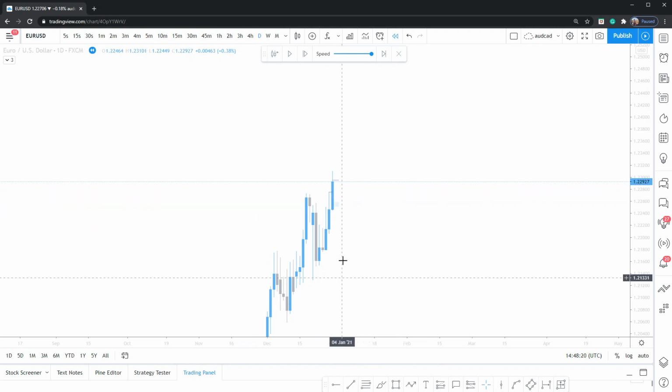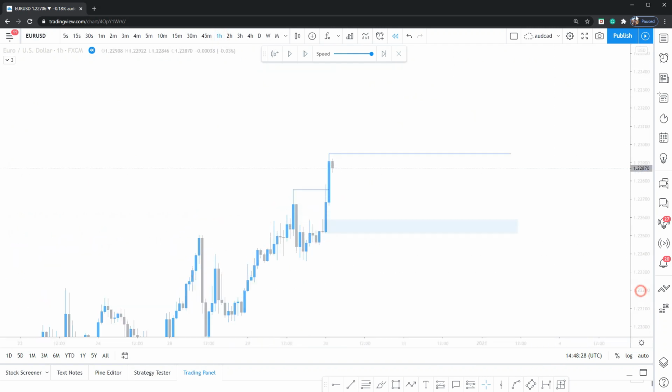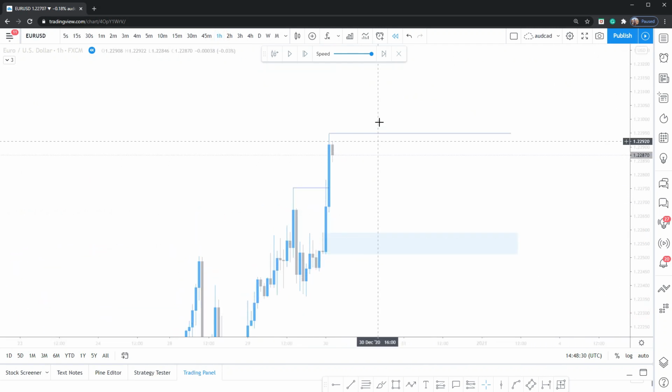And obviously we get a pullback, and there's an OB sitting here. Okay, so we may get a pullback to this area before we carry on. Now, if you go back to the hourly, what you can do is you can close most of your position, like 90% of your position here, and leave 10% of your position remaining and hold that as a swing. It's up to you how you want to play that.